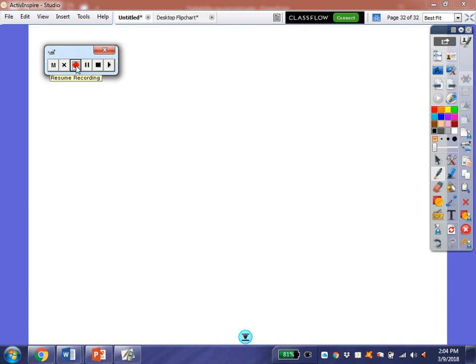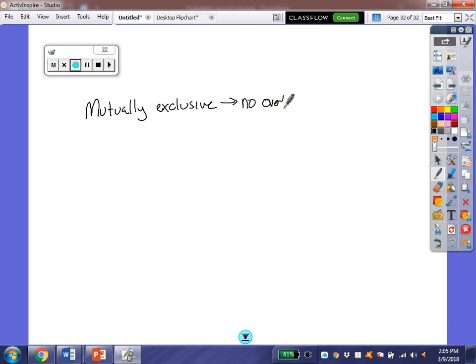The last thing we need today is the word mutually exclusive. So at the bottom of your orange sheet where there's some space, you're going to write the word mutually exclusive. And what that means, the definition that you're going to put on your sheet of paper, is that there is no overlap or repeats between the groups.